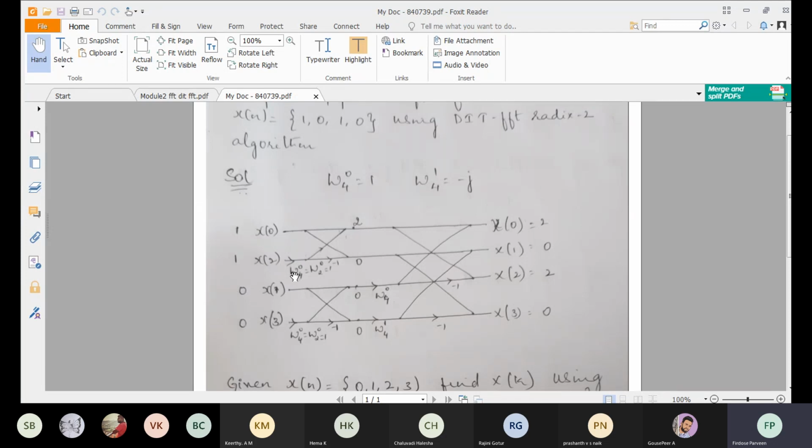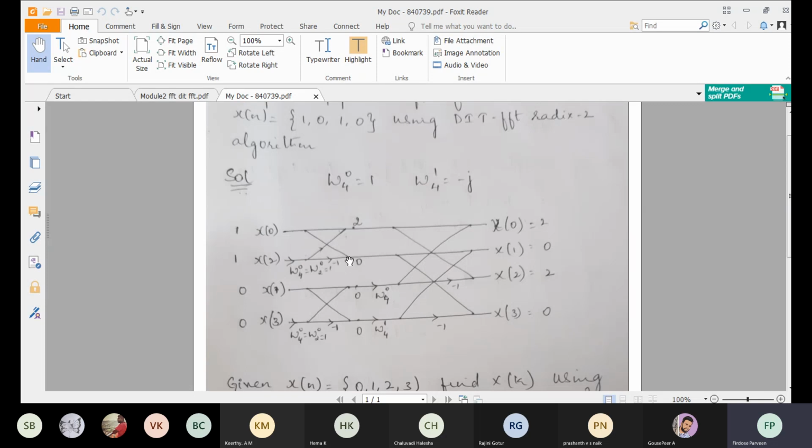So this is W4 to the power of 0, or you can write W2 to the power of 0. This also you can write W2 to the power of 0. W4 to the power of 0 and W2 to the power of 0 are one and the same, that is 1. Now at this point, what is the formula? It is A plus B into Wn to the power of r. This is 1 and 1, so 1 plus 1 into 1, that is 2.